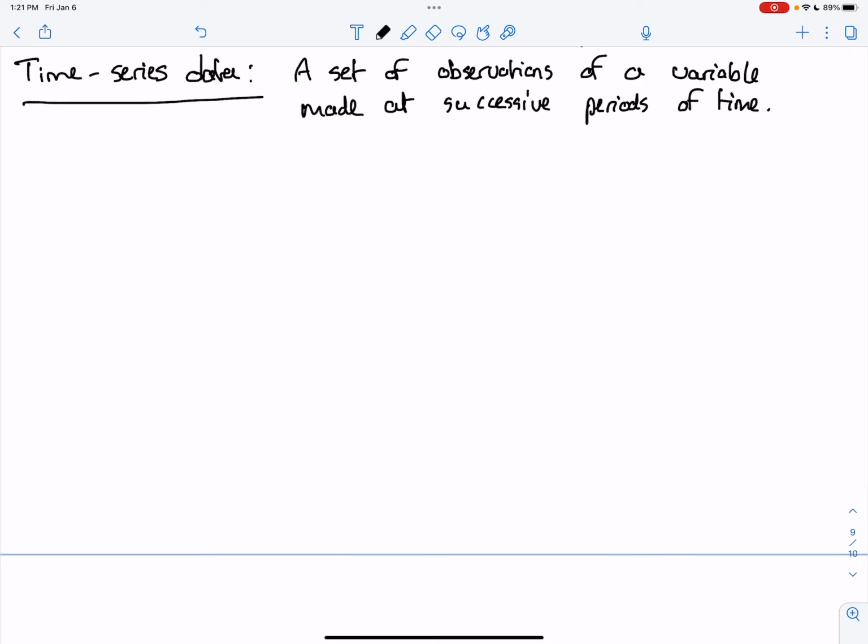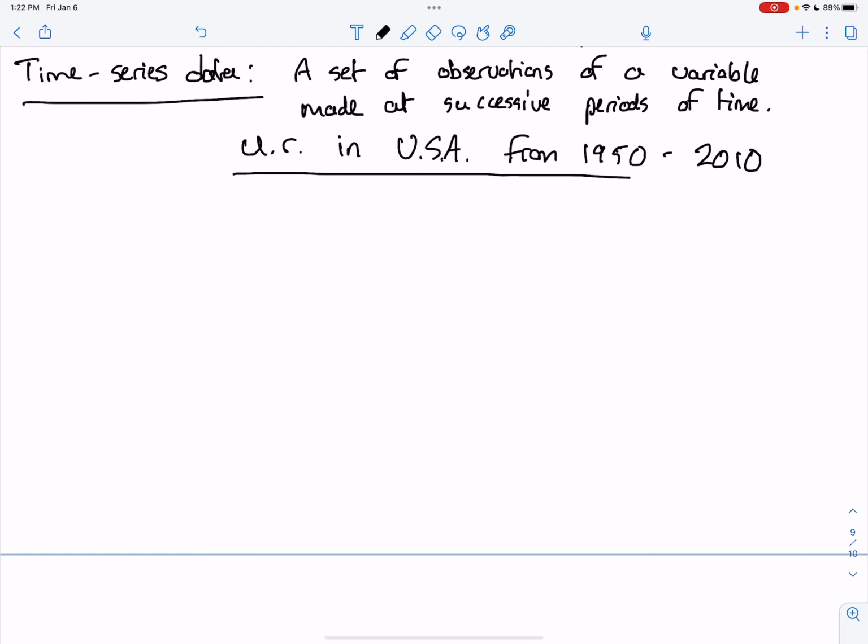Okay, so what would be an example of this? Well, the classic example, often used in textbooks, so I'll just use it here, is unemployment rate. What is the unemployment rate of some country across time? Let's say unemployment rate in USA from 1950 to 2010. And I am warning you that these are going to be completely made up. They have no basis in reality whatsoever.